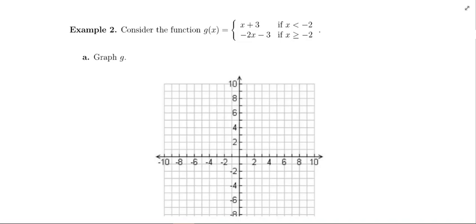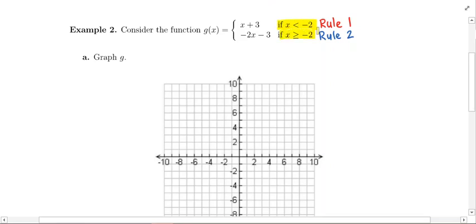Notice that this piecewise defined function also has two rules. Here is the first rule, and here is the second rule. We are going to make a table of values to graph each piece. The first thing to do is recognize where the rule changes. Look at your if conditions. One rule exists if your x values are less than negative 2, and the other rule exists if your x values are greater than or equal to negative 2. So here the rule changes at x equals negative 2.